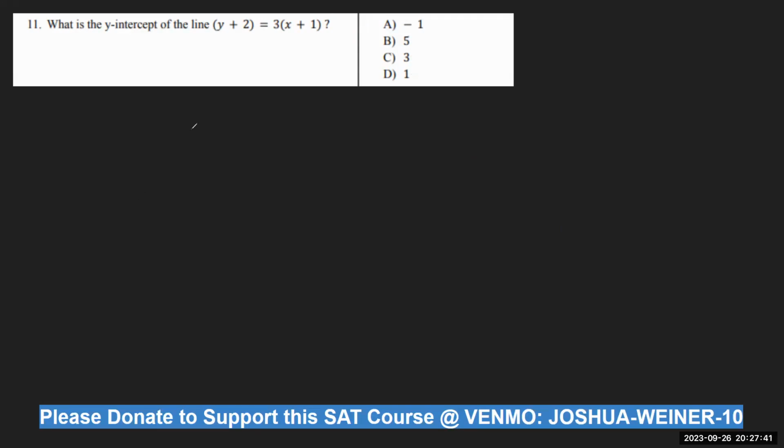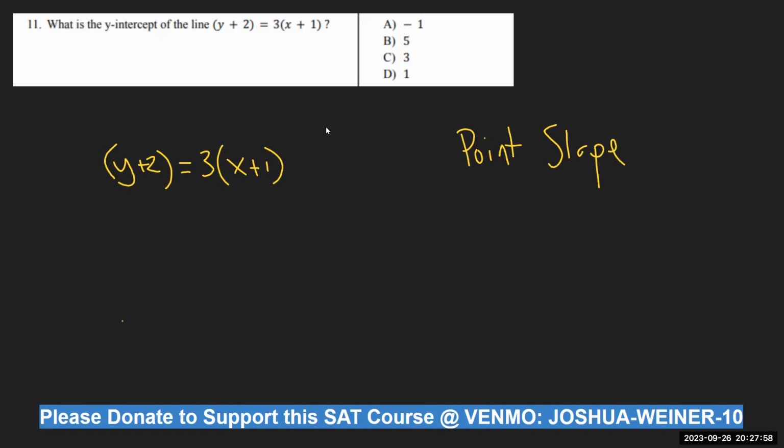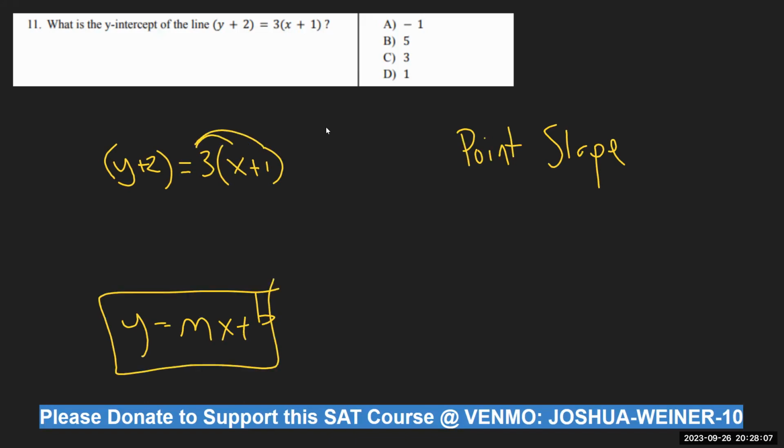All right, can you read number 11? Sure. What is the y-intercept of the line y plus 2 equals 3x plus 1? All right, so it's in point slope form. So we want to rewrite it so that it's y equals mx plus b. So can you distribute for me on the right side? What happens when you distribute for number 11? Y plus 2 equals 3x plus 3.